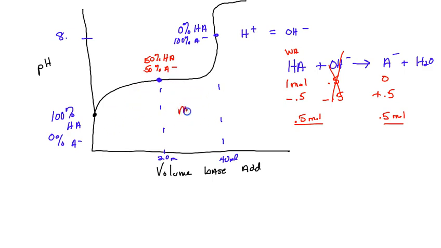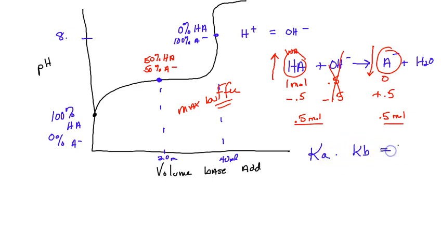I call this the max buffer solution. No one else does. Now I call this max buffer because we made a buffer. We have a conjugate acid-base pair and we have equal amounts. What does that mean? Well, we do know that as high as the Ka is for the acid, the Kb for the conjugate base is low. I'm not going to derive that, but we should know that Ka times the Kb of the conjugate base equals Kw, which is 10 to the negative 14.